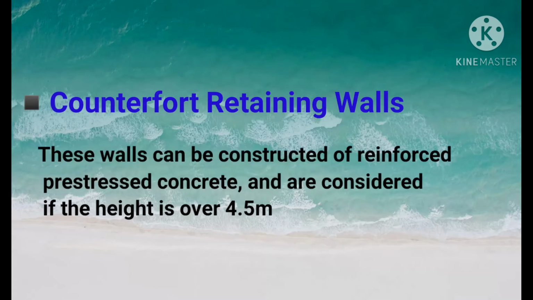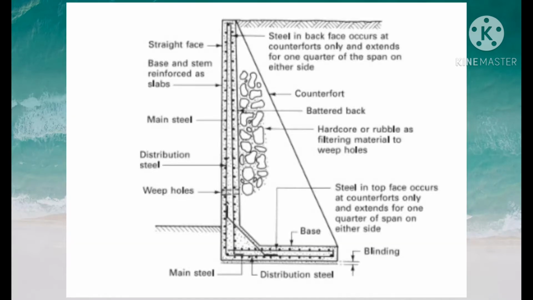Counterfort retaining walls. These walls can be constructed of reinforced or pre-stressed concrete and are considered if the height is over 4.5 meters. The counterforts are triangular beams placed at suitable centers behind the stem and above the base to enable the stem and base to act as slabs spanning horizontally over or under the counterforts. The figure shows a typical section and pattern of reinforcement for a counterfort retaining wall.